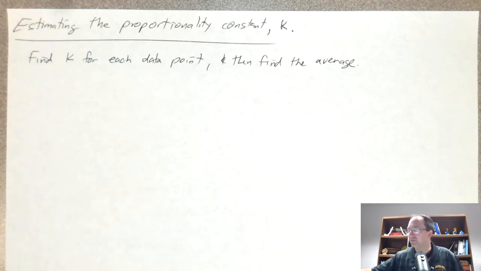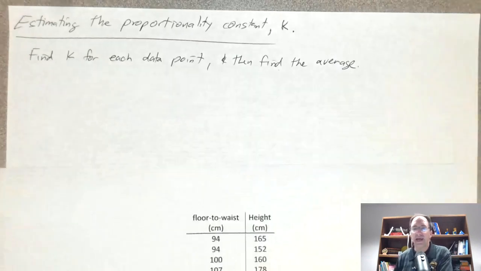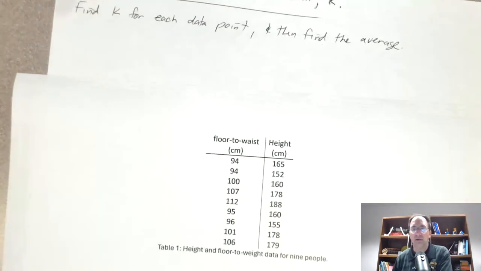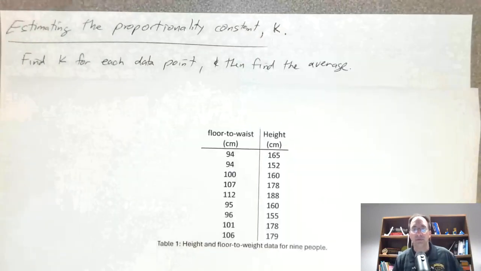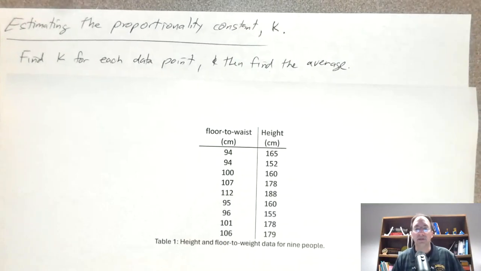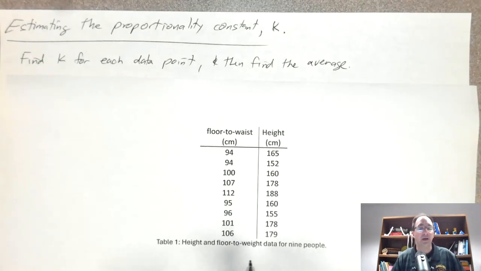So let's work through an example. So here's a data set that looks at 9 people and their floor to waist length and their overall height. And the values are all in centimeters. And so the question is, is there a proportionality between these two? The idea being that if there is a proportionality, then you could use one measurement to predict the other.